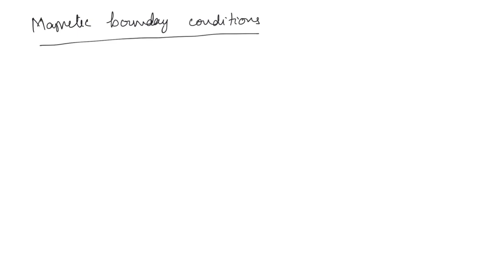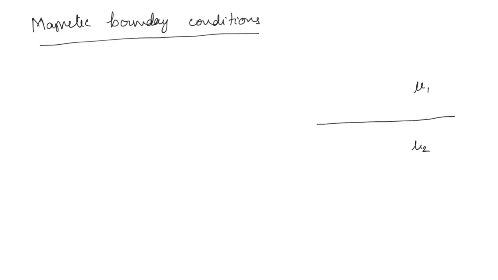Magnetic boundary conditions. So just like we have discussed the boundary conditions when there are two different dielectrics, here also when there are two different magnetic materials of different permeabilities, mu1 and mu2, let us say, and this is the boundary, then what will be the magnetic field in each of these regions?